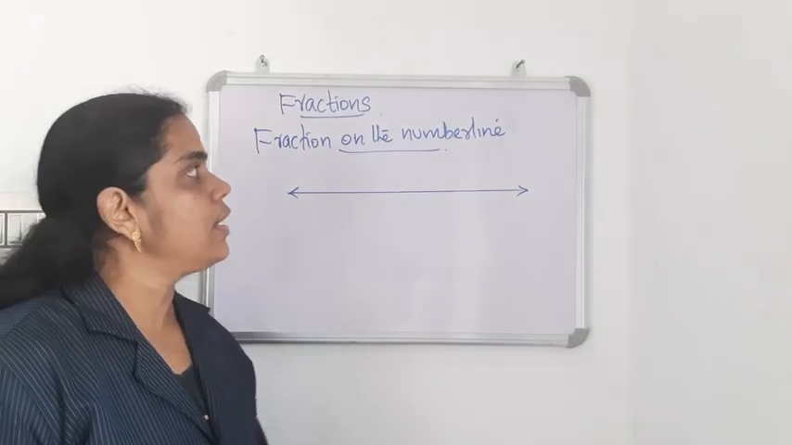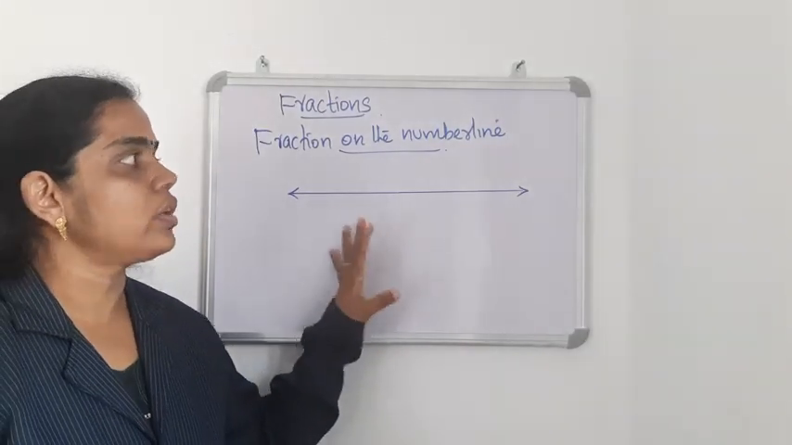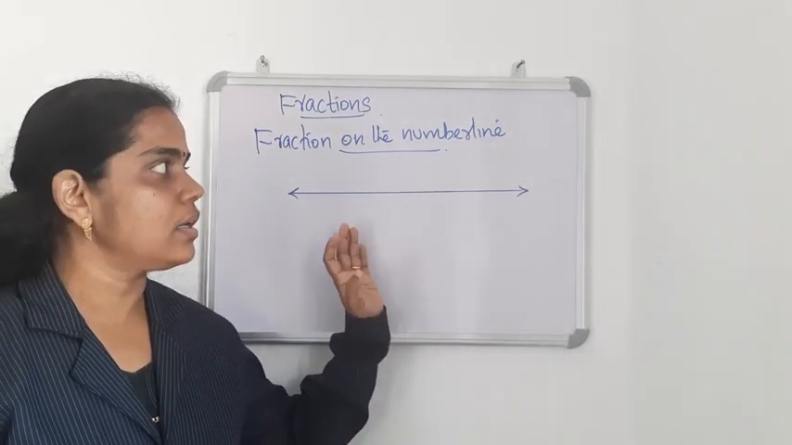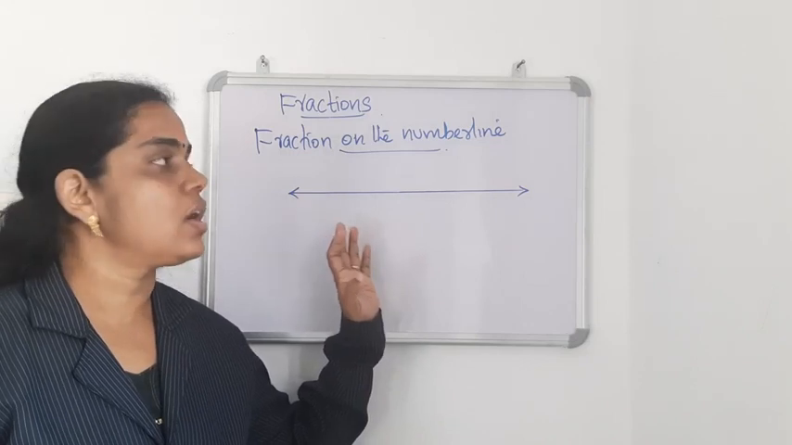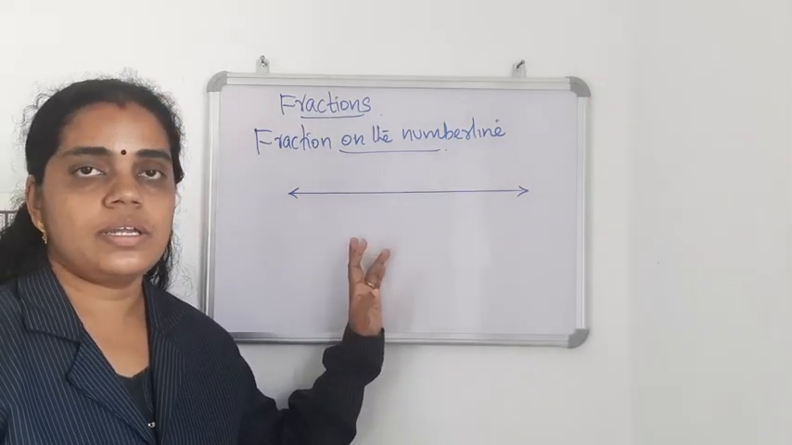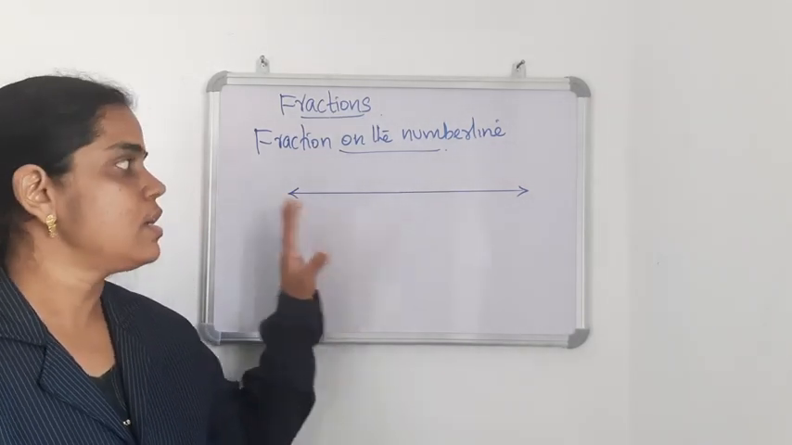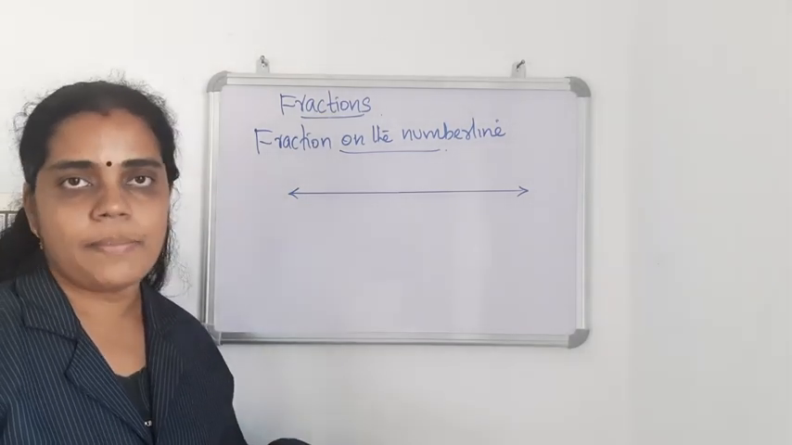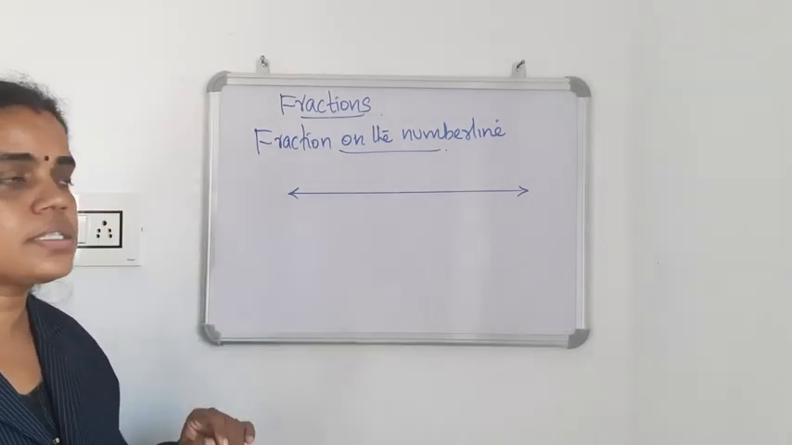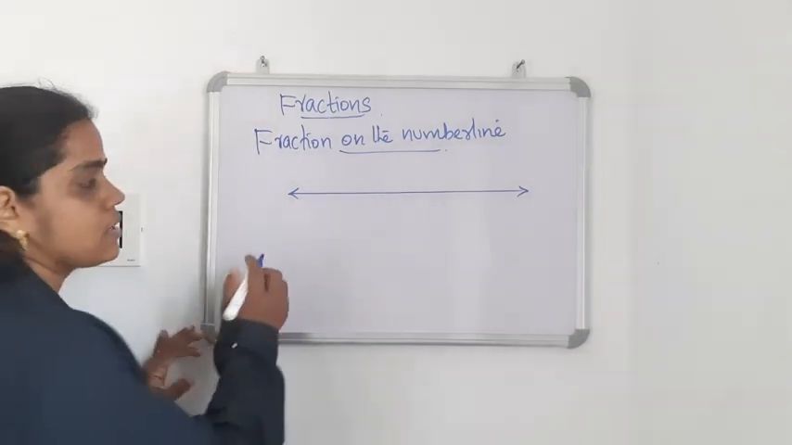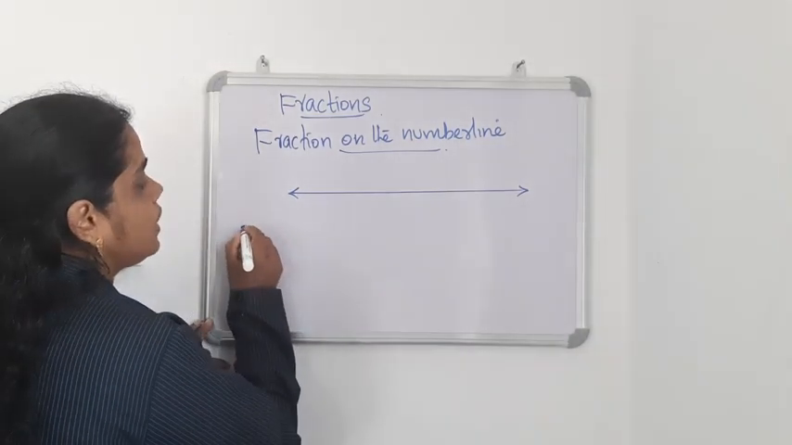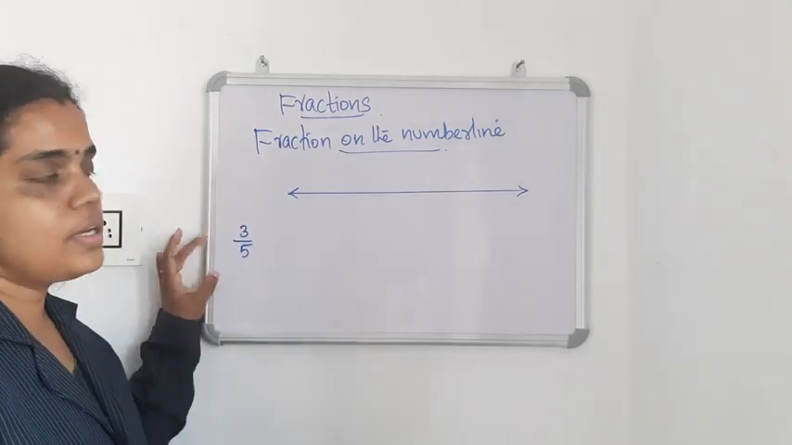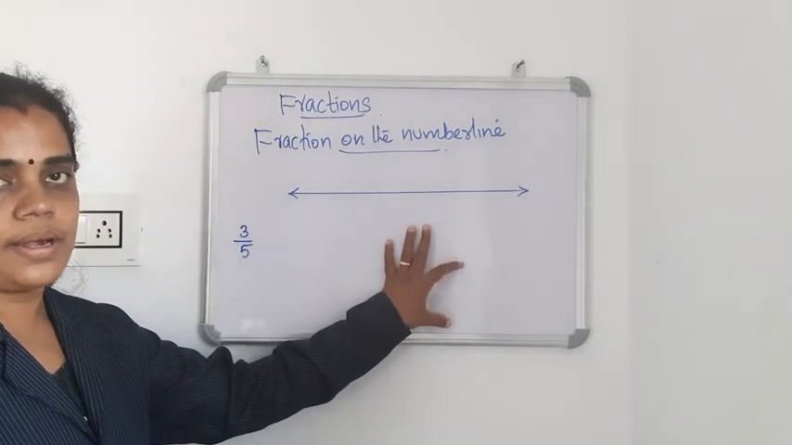Next, you will learn about fractions on the number line. Already you are familiar with the number line. Integers, we already studied how to mark integers on a number line, isn't it? So, how can we mark fractions on the number line? That we are going to discuss. So, the first question is, we need to mark 3 by 5 on a number line.